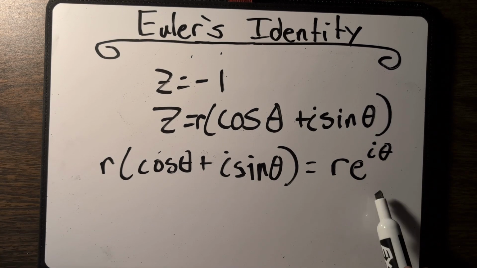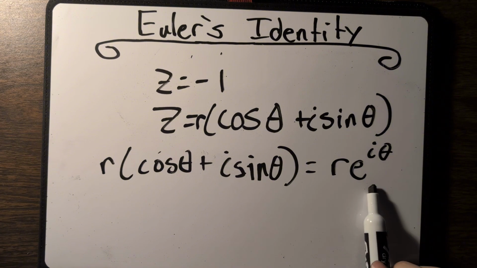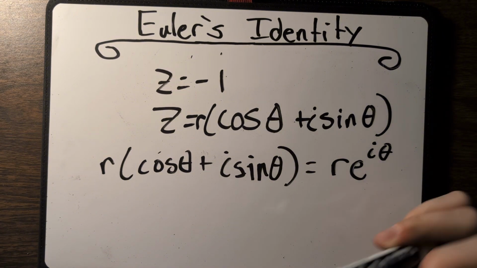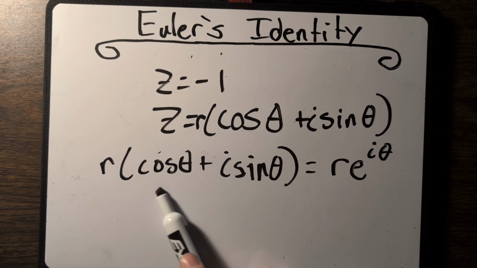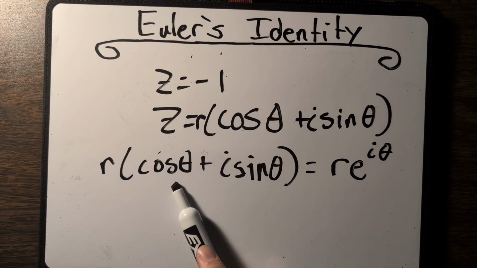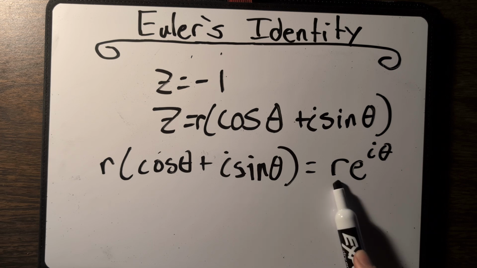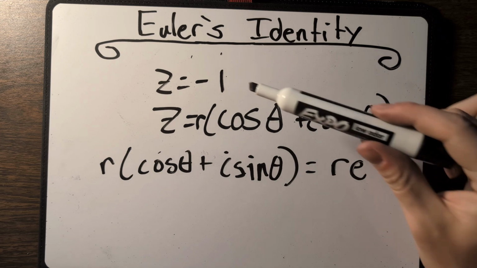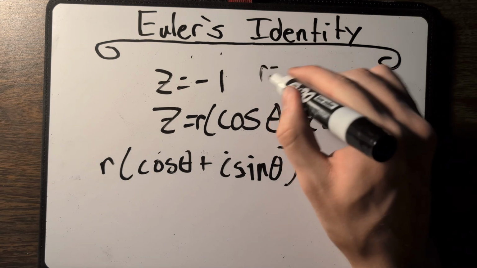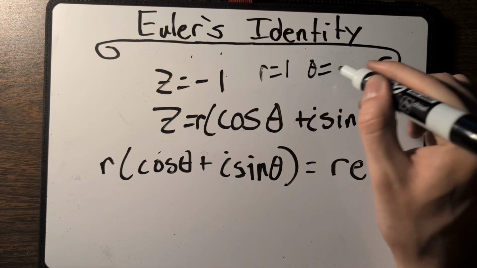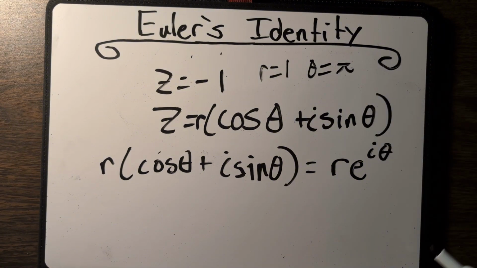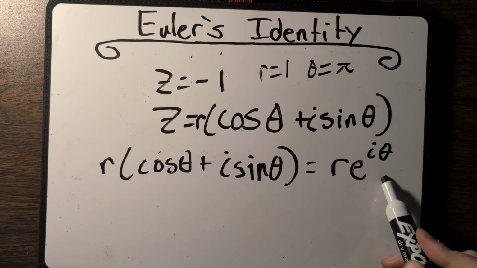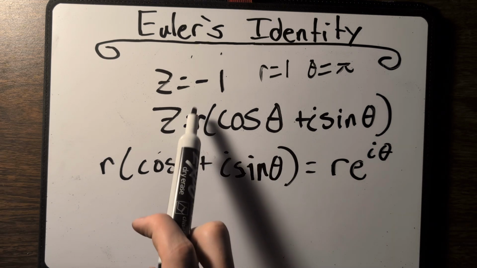Now you might see it. Now that we have this sort of relationship, you might be able to see how we're going to bring it back. So if r times cosine theta plus i sine theta equals r times e to the i theta, this is true when r equals 1 and theta equals pi, which means that if we plug those numbers into this equation, we'll get -1.